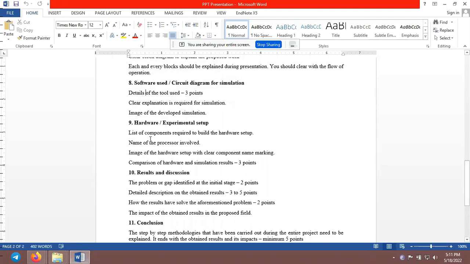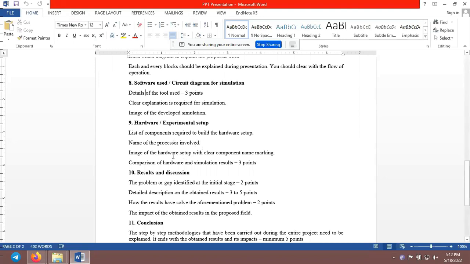So what is the list of components to build the hardware setup? You should explain them; you can make a table or some bullet points, no problem. And the name of the processor involved, it's an Arduino Nano, or some microprocessor or Intel processor. And you should explain how it is useful compared with some previous processor, how this proposed processor is better. These points you should include.